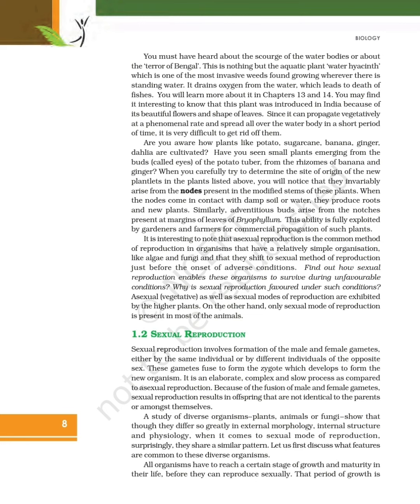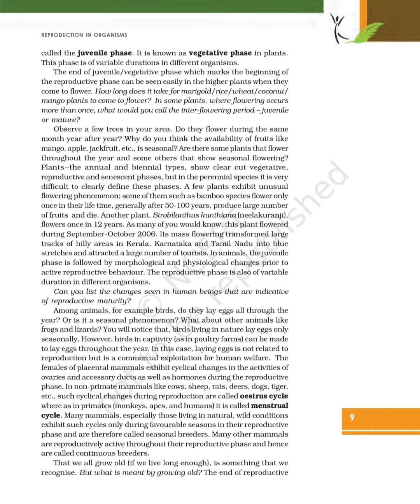That period of growth is called the juvenile phase. It is known as vegetative phase in plants. This phase is of variable durations in different organisms. The end of juvenile, that is vegetative phase, which marks the beginning of the reproductive phase, can be seen easily in the higher plants when they come to flower.